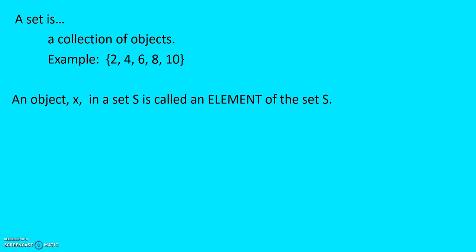An object x in a set is called an element of the set S. The notation x ∈ S means x is an element of S. The element symbol is a curved E.